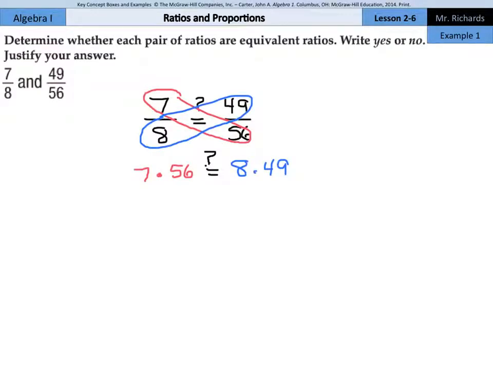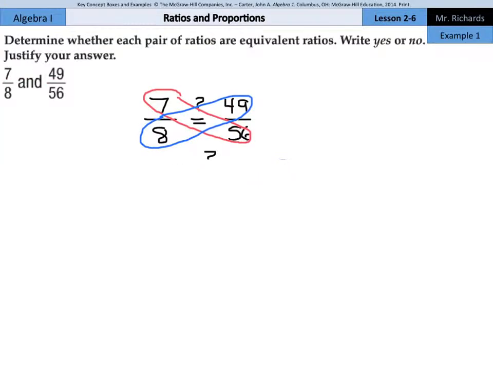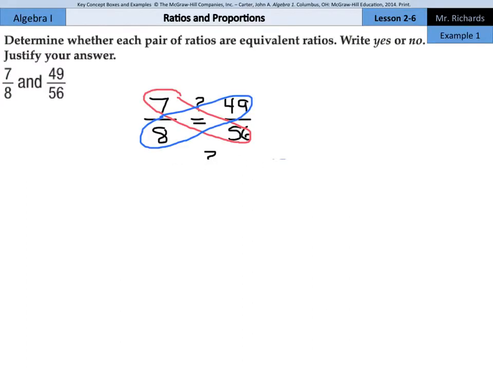When I multiply 7 times 56, that product is 392. Is that equal to 8 times 49? Well, 8 times 49 is also 392. And so yes, 392 is equal to 392, which means 7/8 is equal to 49/56. So our answer is yes, it is a proportion, because the cross products are equal.